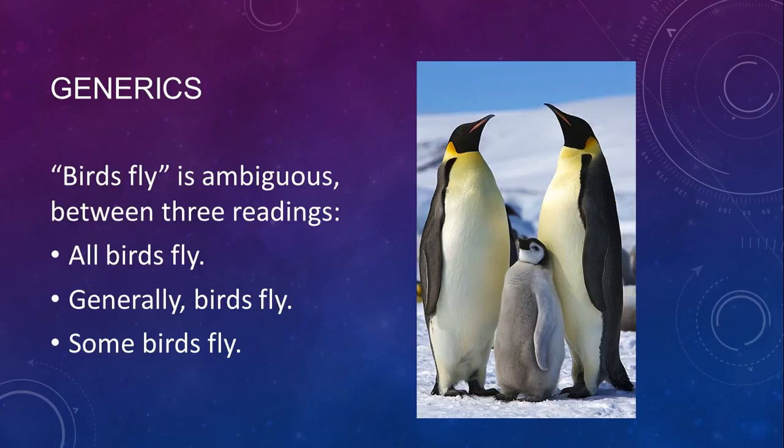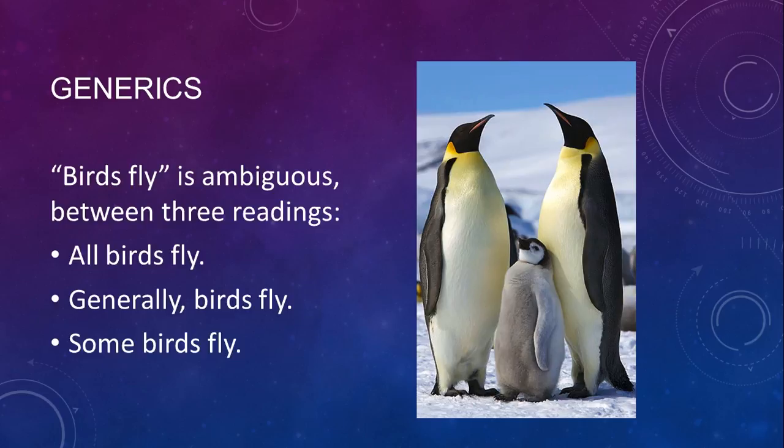The generic is, birds fly, or dogs bark, or water is wet. Those are all generic sentences in the sense that they're general. They talk about a class of things and attribute a property to that class. But here are 3 quite distinct readings that you could make of that generic. All birds fly, generally birds fly, or some birds fly. And all 3 of those, absent any context or further clarification, are potential readings of that first sentence, birds fly.